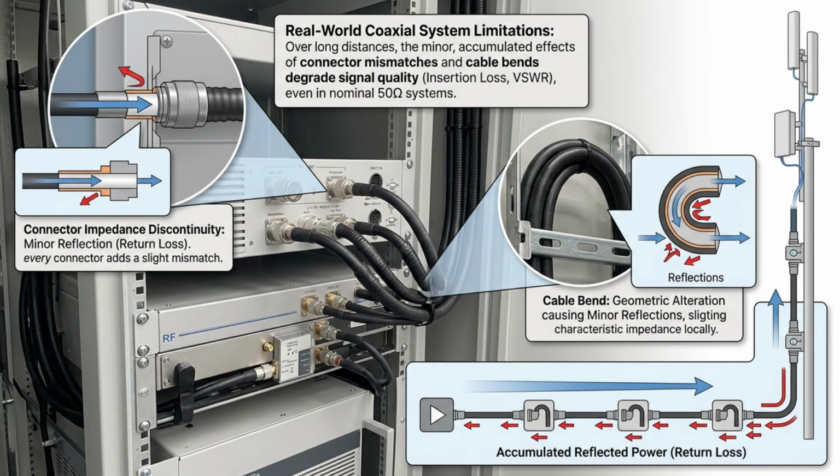Physically, consider a coaxial cable system used in a base station installation. Each connector introduces a slight impedance discontinuity. Bends in the cable slightly alter the geometry, causing minor reflections. Over long distances, these small effects accumulate and contribute to signal degradation even if the system is nominally matched.